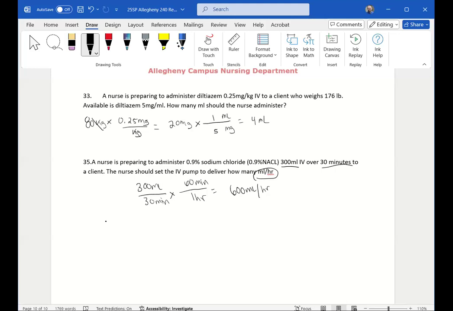Now, some of you, if you just do 300 divided by 0.5, because you know that 0.5 hours is the same thing as 30 minutes, perfect. You're doing that right.